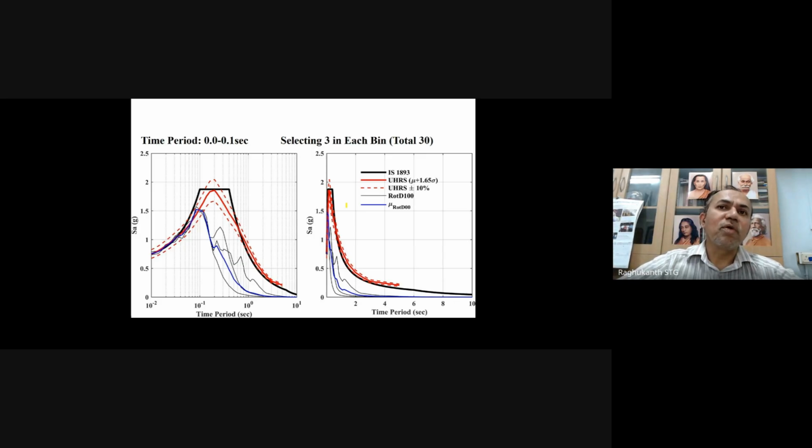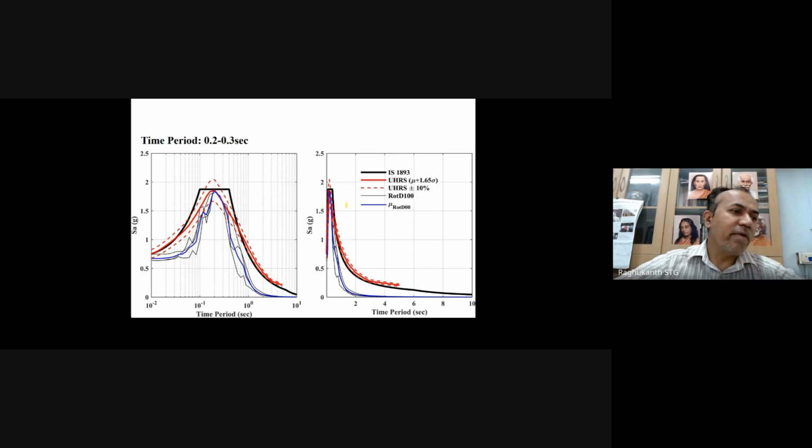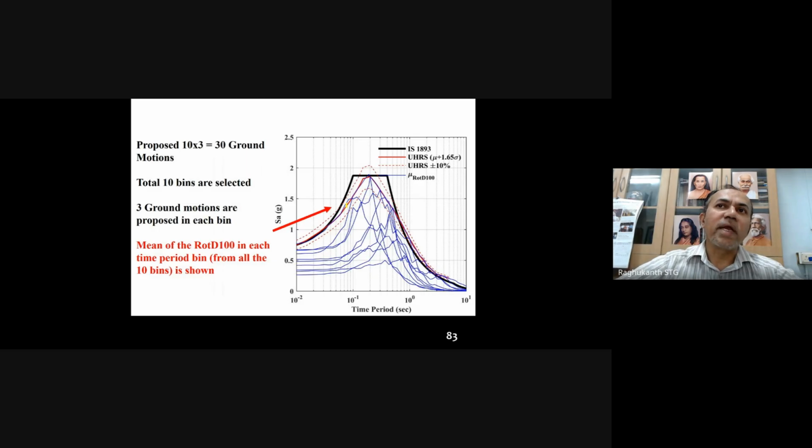So finally, we selected 3 in each bin. So total 10 regions are there, so 30 ground motions have been selected. So 0.1 to 0.3 we selected; although there are many that will satisfy this criterion, the 3 best ground motions have been selected in this region. So 0.4 to 0.5, 0.5 to 1, 1 to 2, 2 to 3, and 4 to 5. So finally, we have proposed these 30 ground motions.